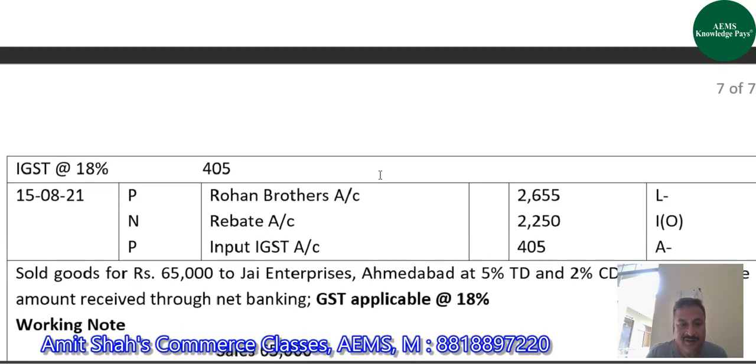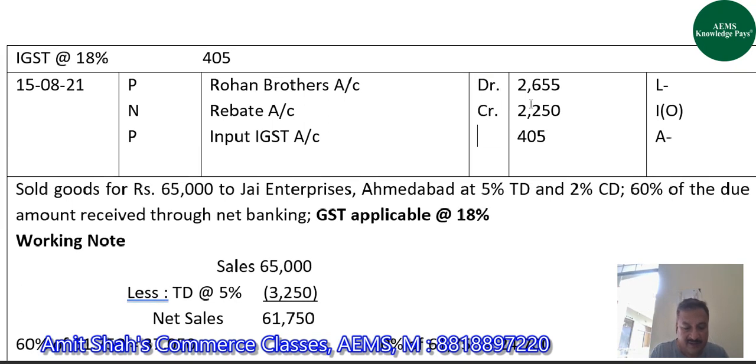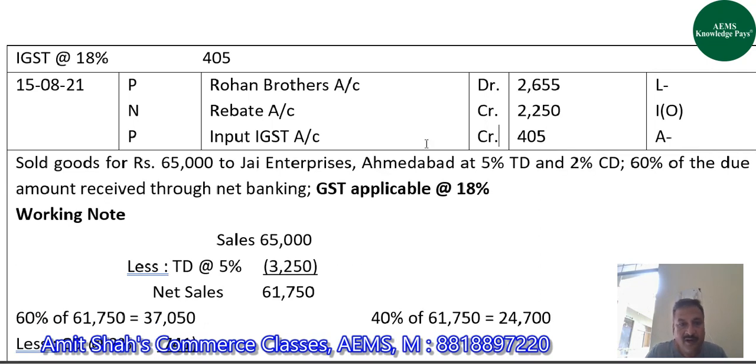After this transaction, the next transaction in this we have input IGST account getting credited. This was debit, this is credit, and this is credit. Input IGST is getting credited. You know that input account is always debited. But here, since we have got rebate, input IGST account we have created here. When we purchased goods from Rohan Brothers, that time we debited input IGST account. Now here we have got rebate, so we have created input IGST account with 405.